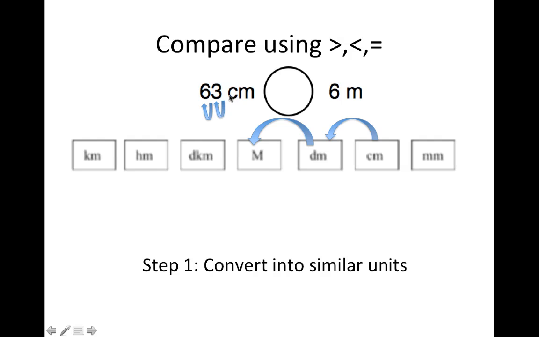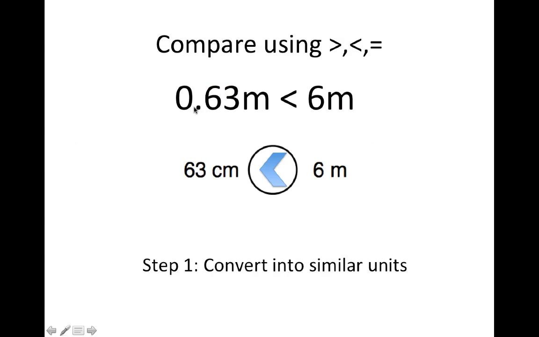Next, we're going to do the same thing with our decimal point. One jump, two jumps to the left. That's going to give us 0.63 meters, which is significantly less than 6 meters.